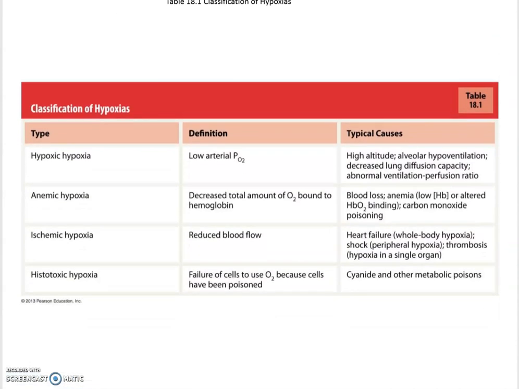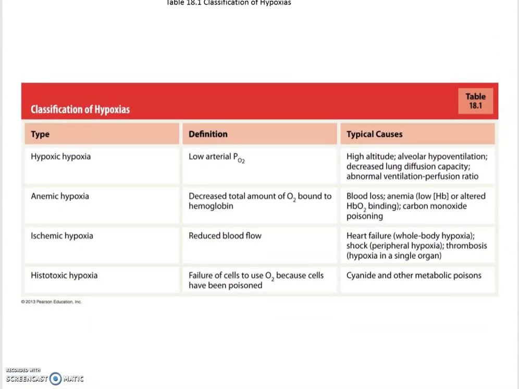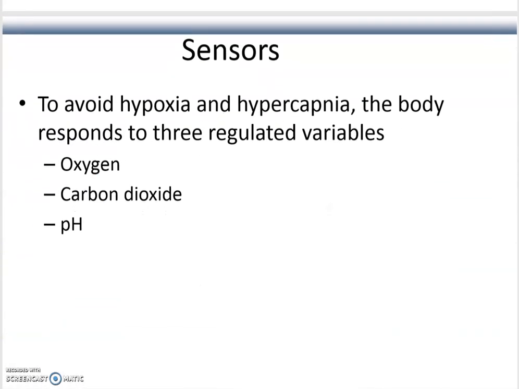So let's take a look at this table here real quickly. It's a classification of hypoxias. And here's the first term, hypoxic hypoxia, which is due to usually high altitude. There's a smaller amount of oxygen in the air that you breathe than usual. And anemic hypoxia, that's fairly common, that you have a decreased amount of oxygen bound to hemoglobin, and that is usually due to blood loss or for whatever other reason you don't have enough red blood cells. The other ones we don't really need to know.